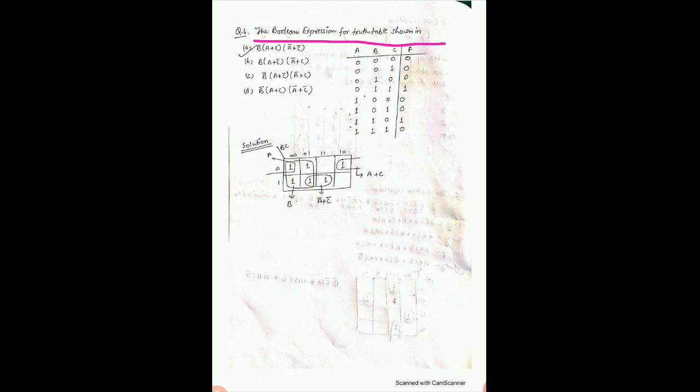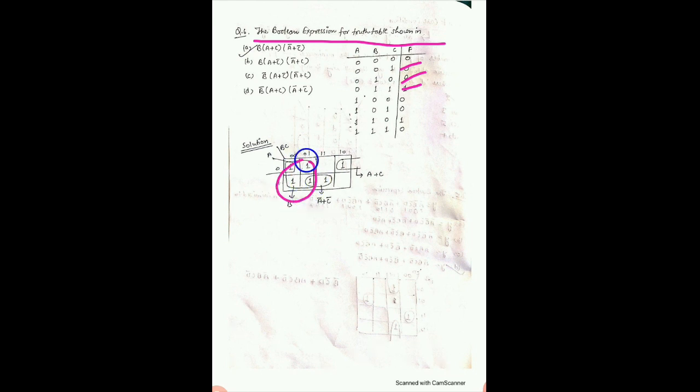Now we have to do the grouping. Now we have the adjacent grouping. This one and this one remain left, they do not have a grouping, so you have to mark them as single groupings only. So there are 3 prime implicants: this is 1, this is 2, and this is 3. Now we have to add these 3 and get your answer. So the correct answer is D only.